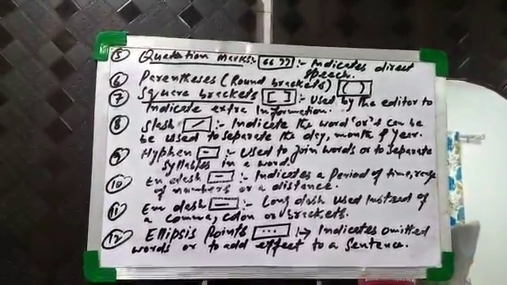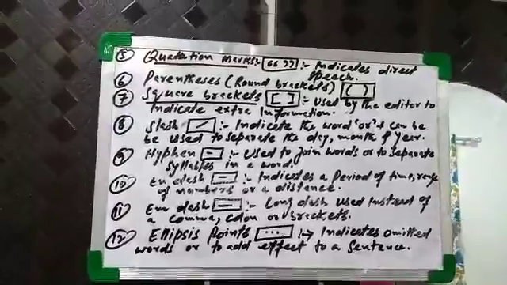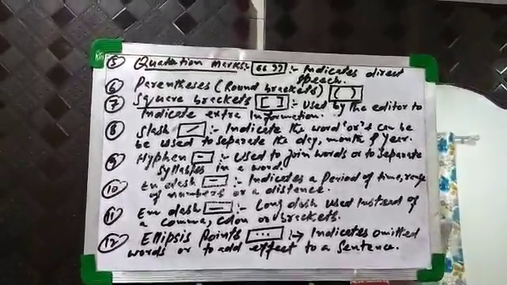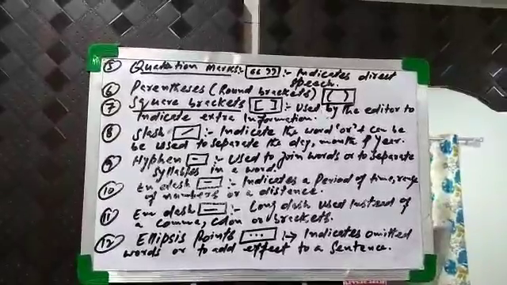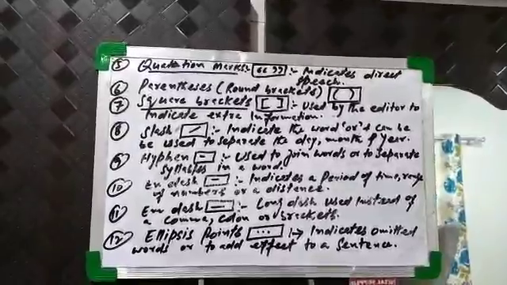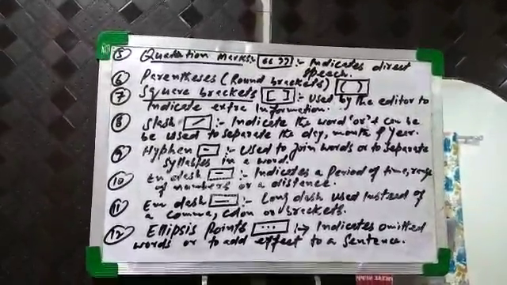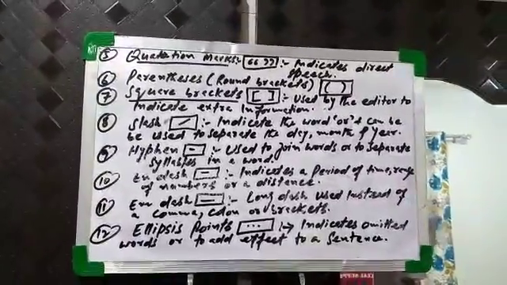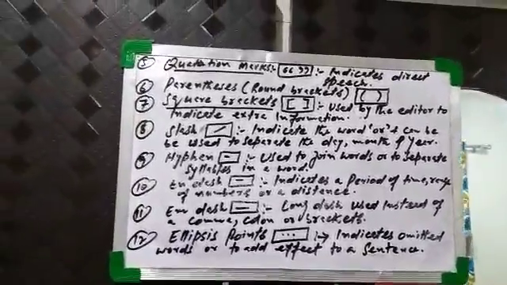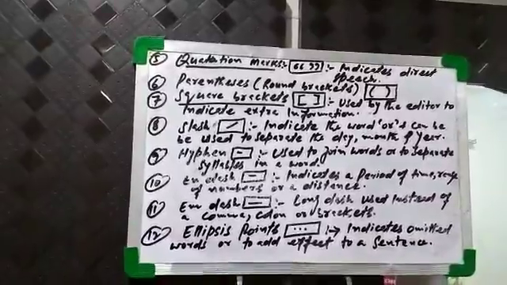Hyphen. The hyphen is one of the punctuation marks, and it is used to join words or to separate syllables in a word. For example, she is very self-confident. So we use self, hyphen, then confident. Her son is going to be a 4-year-old.